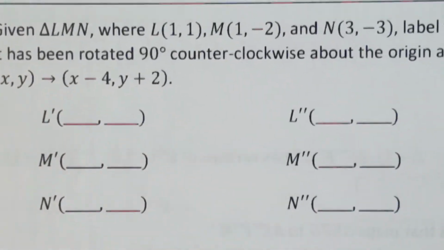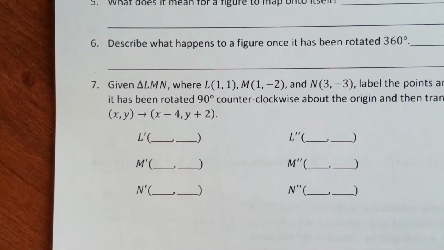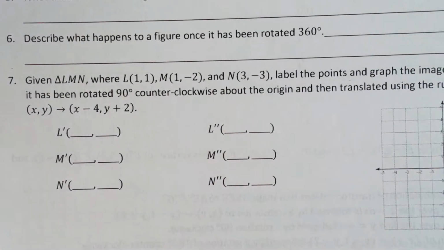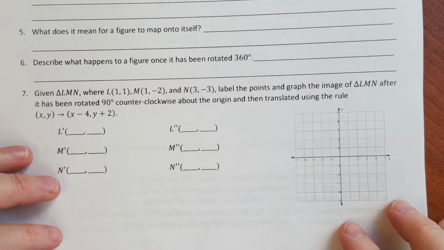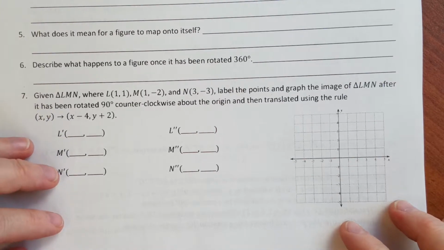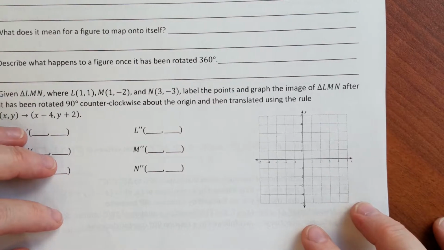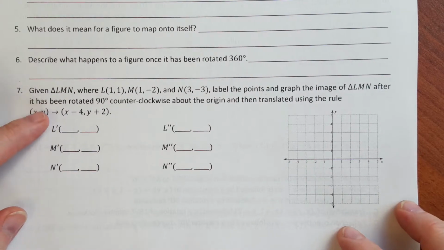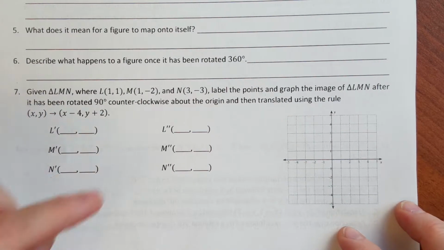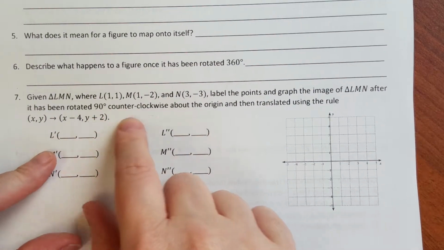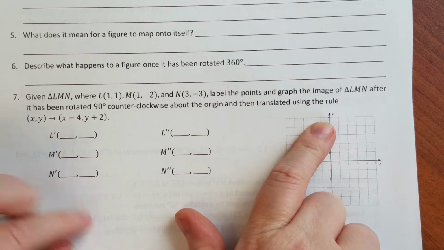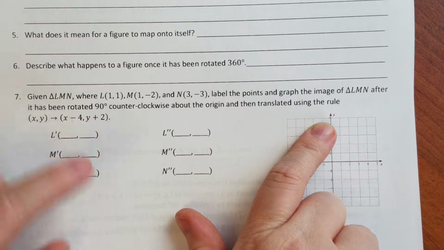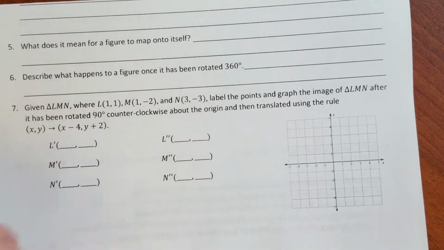So the first thing we're going to do is read. This is number 7 on your worksheet. We have triangle LMN, and they give us the vertices. They tell us it's a triangle, they give us the vertices, and they want us to label and graph, and they want us to perform 2 transformations on it. They want us to rotate it 90 degrees clockwise, and then translate it using this rule here. So there's a couple things we've got to do.